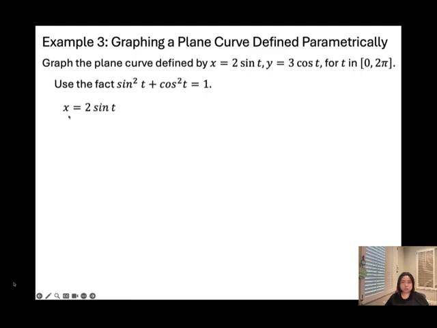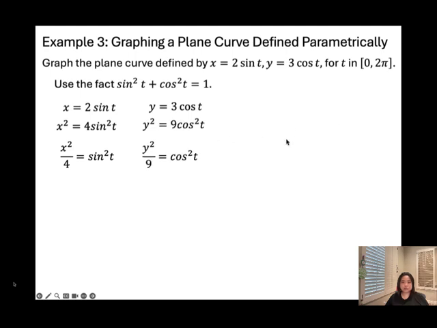Okay, so first we start with x equal to 2 sine t. And then we're gonna take square for both equations. So take square, you're gonna get x squared equal to 4 sine squared t. And then divide by 4 for both sides. So we already got sine squared t equal to x squared over 4. Now we're gonna take care of this guy. We take square again. And then we're gonna divide it by 9 for both sides.